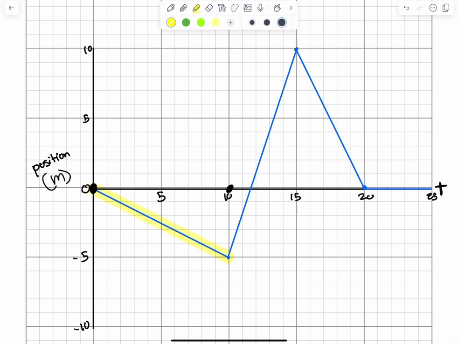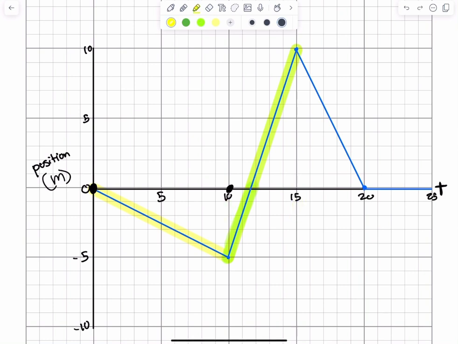In the next 5 seconds, this object moves a total of 15 meters to the right. Now, where did I get that 15 meters from? Well, in this section, it is still going right because it's moving in the positive direction, and it goes from that -5 position back to 0, which means in this green section, it traveled 5 meters. But then it keeps going and reaches +10, which means it moved a total of 15 meters within this 5-second range of 10 to 15.